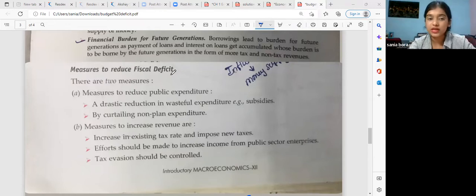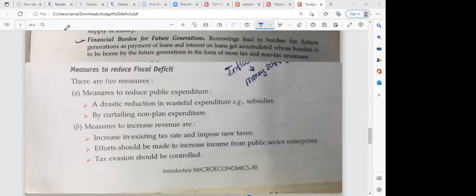Okay. So just write it: measures to reduce fiscal deficit. Why am I asking you to write it again? Because when you will be reading, you are not going to turn your pages back. You have those notes on and there. So that's why just write it down. Okay. Clear? Yes, ma'am. Yeah. Just write it.